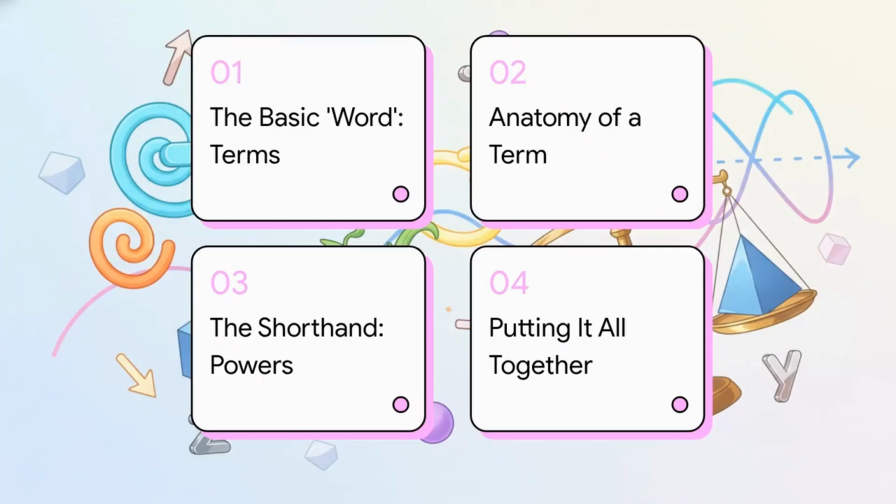So here's our game plan. First, we'll learn the most basic word in algebra, which is called a term. Then we're going to put that word under a microscope to see what it's made of. After that, we'll check out a really clever shorthand using powers. And finally, we'll put all those pieces together. Sound good? Let's do it.